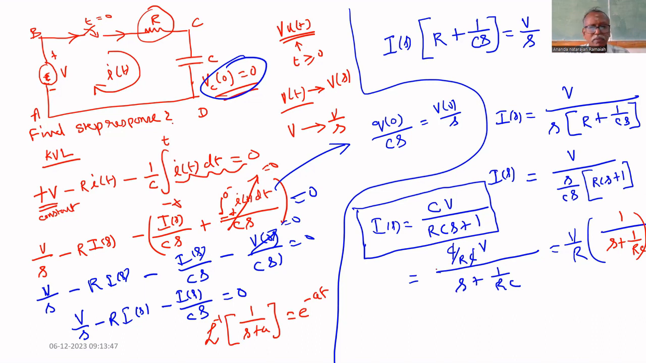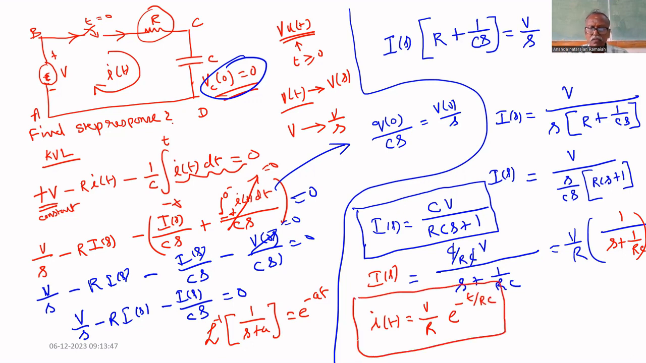Therefore, here A equal to 1 by RC. Therefore, I of t equal to V by R, which is constant, multiplied by the Laplace inverse, e power minus t by RC. V by R multiplied by e power minus t by RC. That is the expression for I of t.